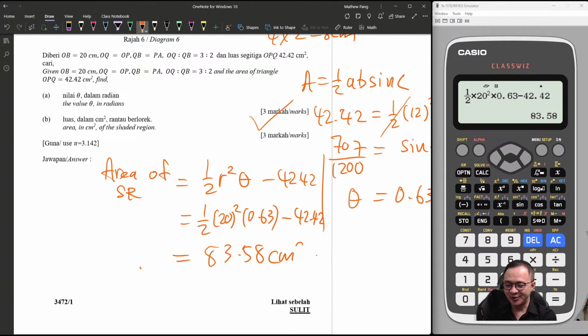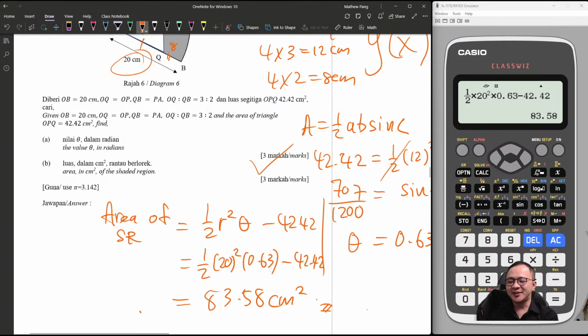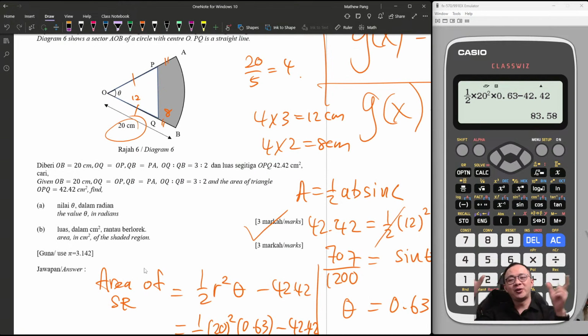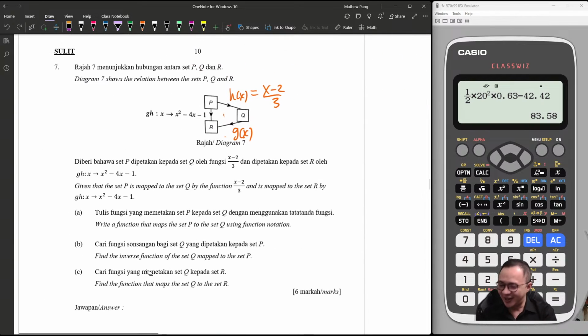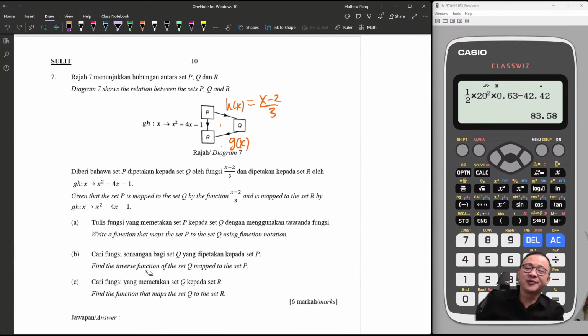83.58 centimeters square. Yeah, because for a sector we should take the whole radius, isn't it? We shouldn't take a 12 there. I want to thank Afong and also Nabil Shin. I hope I didn't pronounce your name wrongly. But anyways, I still thank you so much for helping me.